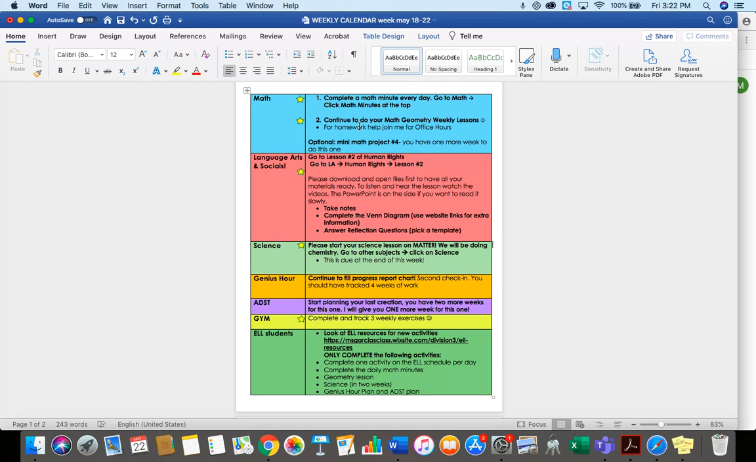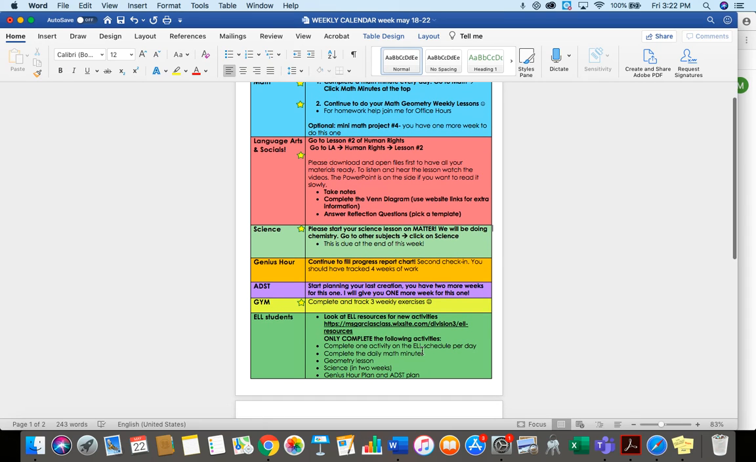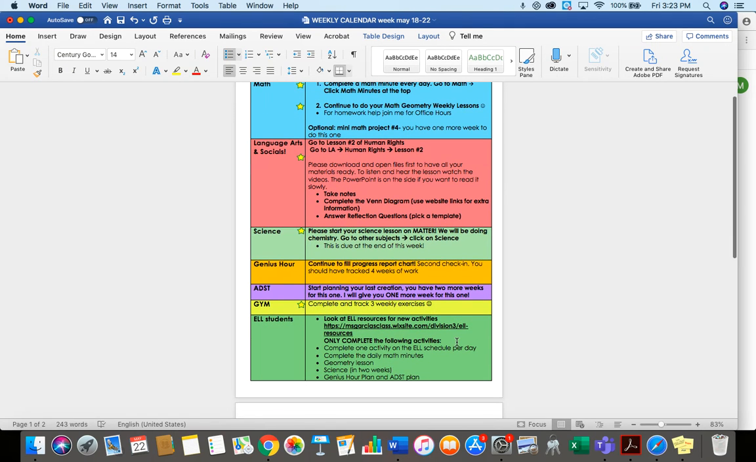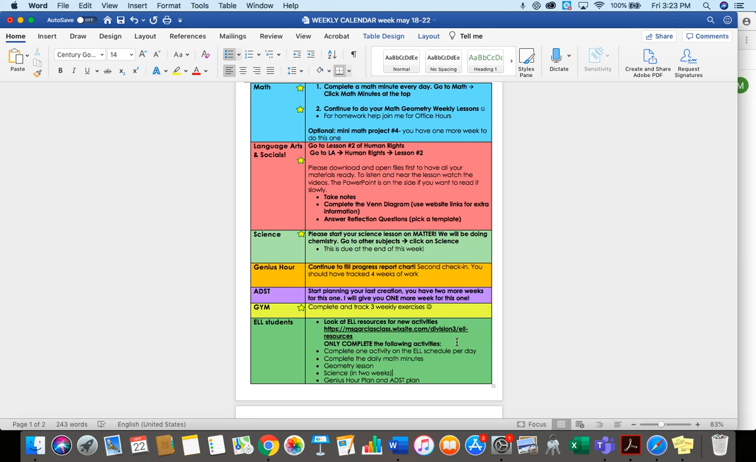For gym, as always, please complete and track 3 weekly exercises. ELL students, you have your ELL activities, math minutes, geometry lessons, science, which is due, and then your Genius Hour and ADST. That's about it.